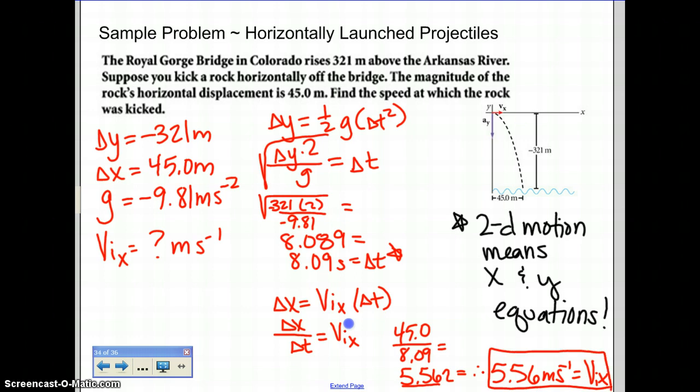Okay, we're going to have to stop right there on this one. So I will do a quick video with the projectile launched at an angle. All right, so tune in here to part 7 for projectiles launched at an angle. This was just projectiles launched horizontally.